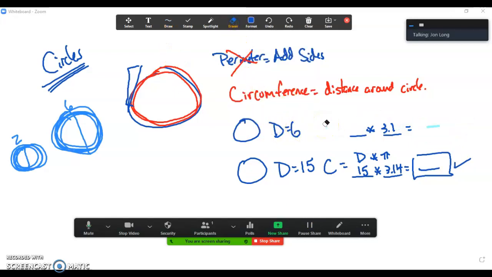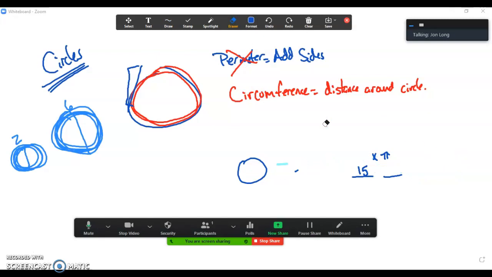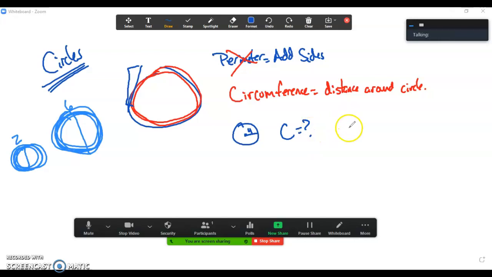Now, what people try to do is make things harder. Here's a circle. The distance from the center to the edge is 4. What's the circumference? Well, we know circumference is diameter times pi. Wait a minute. This isn't the diameter. So there's two ways you can do this. Think about it at the beginning, or think about it now. I would rather think about it at the beginning.